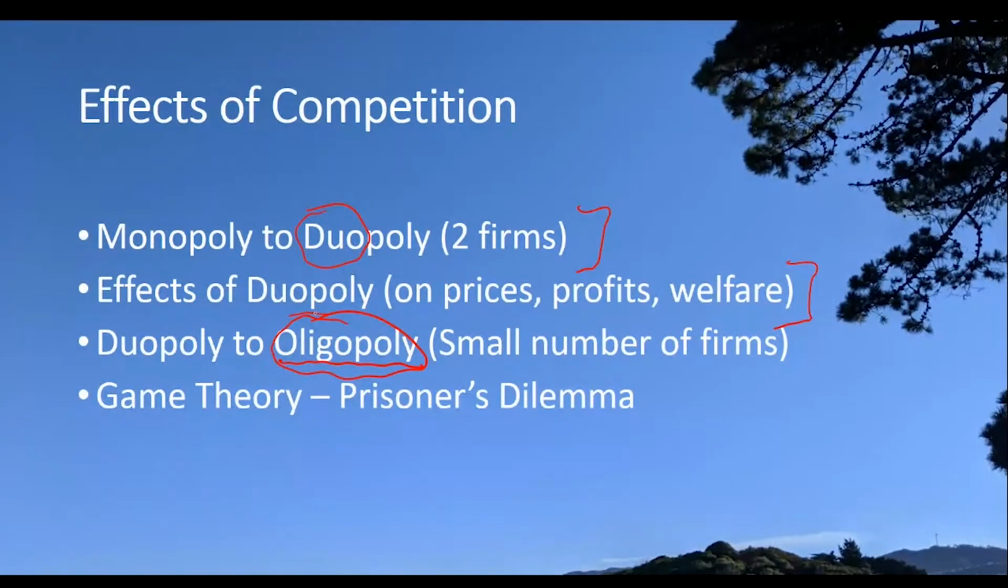And we're going to get a sense of what happens in oligopoly by understanding just that one step of moving from one to two firms. And then we can infer what would happen if we added another firm and another firm and another firm until we had a small number of firms competing against each other. All right, so we'll talk a little bit about that later.